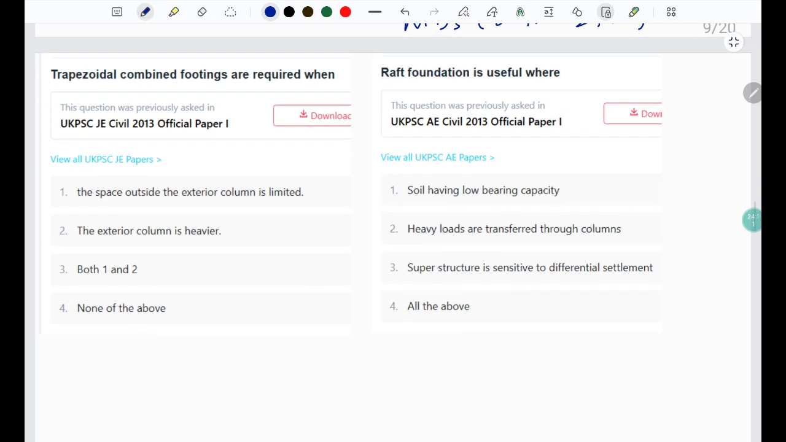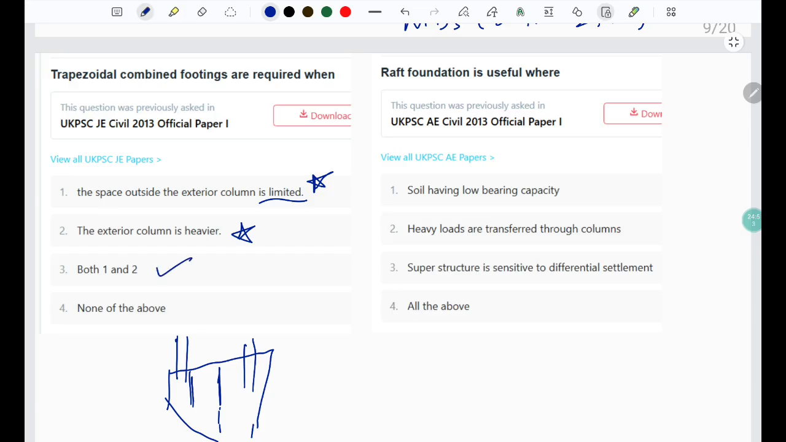Let's see another question. There are two statements. The trapezoidal combined footing is required when you have limited space outside the exterior column. Of course, combined footing is given there, just like strap footing, where there is a limitation of space near the property boundaries, or when the exterior column is heavier. Whenever we have one column which is having more load and one is less, we provide trapezoidal. The one with more load is given more area, and the one with less load is given comparatively less area. So both are correct, hence both 1 and 2.